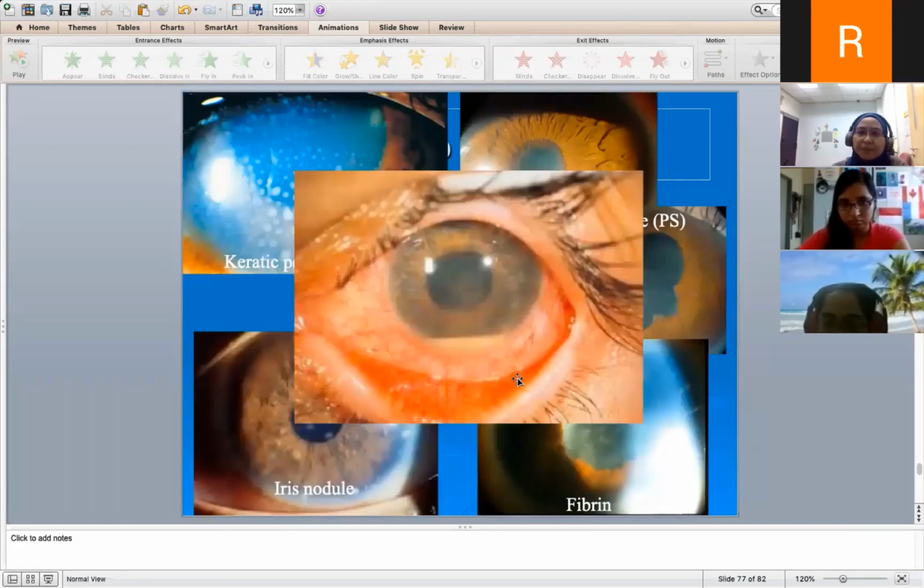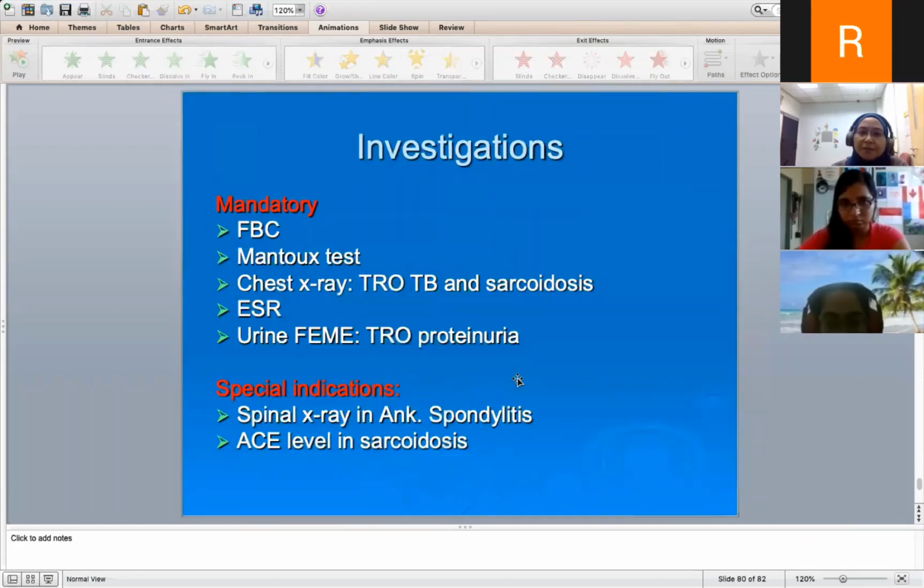Okay, how do we treat them? Again, go back to the causative factor. Remember the causative factors for uveitis just now, there are many, but the top one you should think of is tuberculosis. So we do all the mental tests, we do the chest X-ray to rule out TB or sarcoidosis, we do the ESR, and also to look for any systemic association, ankylosing spondylitis or your ACE level for your sarcoidosis. Yeah, so look for the underlying cause of the uveitis.